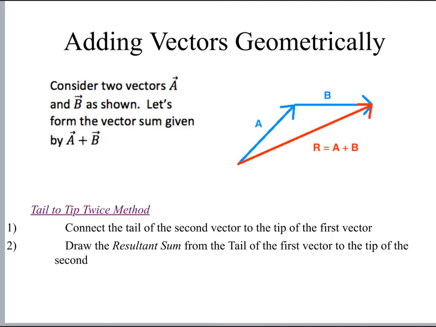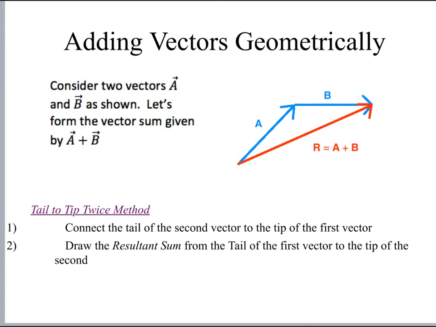Now, how am I going to do that? The tail to tip twice method says it's a two-step process. So the first step is to connect the tail of the second vector. Which one's the second? The one after the plus sign. So I'm going to connect the tail of B to the tip of the first. Now remember, the tip is where the arrow is, and so I'm going to take B and place it so that it is connected tail to tip. So the tail of the second connected to the tip of the first. A is the first, B is the second.